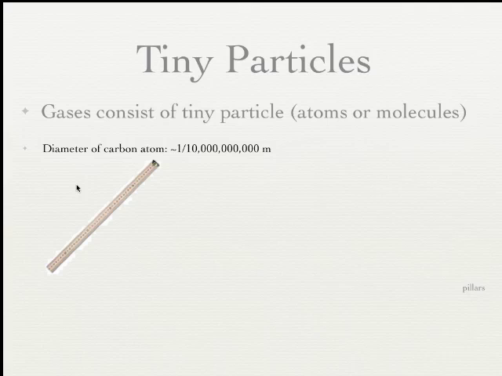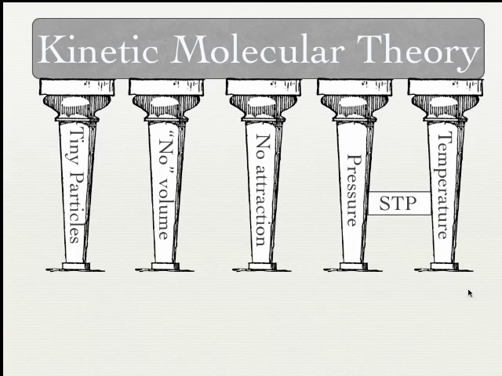Diameter of a carbon atom is about 1/10,000,000th of a meter. Really, really small. That's less than a nanometer. So there's the first pillar of kinetic molecular theory.